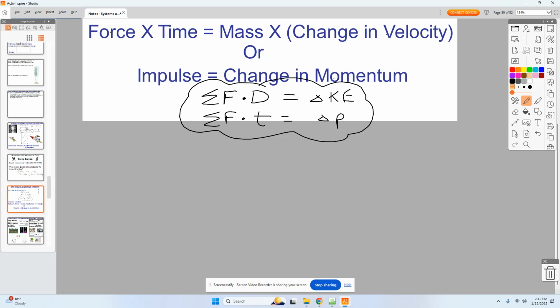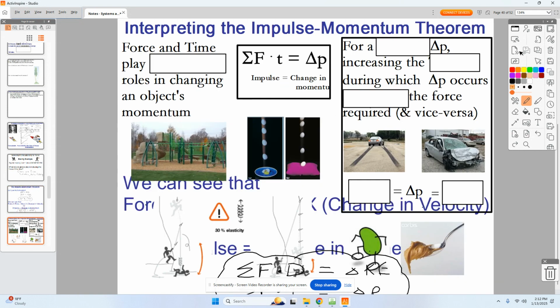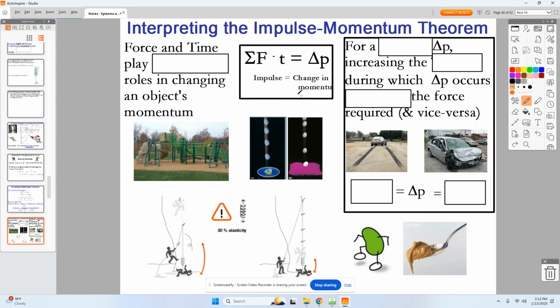Force, again, makes objects change how they're moving. We can either combine force with the distance or combine force with the time. One changes kinetic energy, the other changes momentum. Now, let's do some more concept building. The equation force times time is equal to delta P shows that force and time play inverse roles.